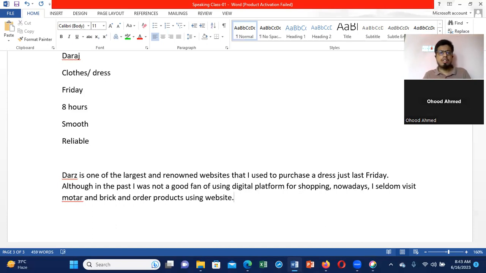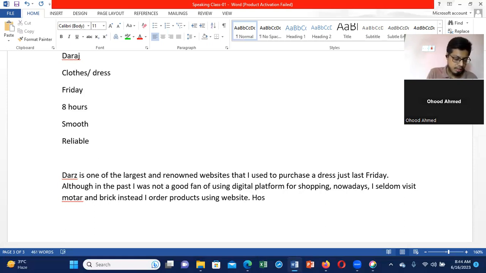Just see, Daraz is one of the largest and renowned websites that I used to purchase a dress just last Friday. Although in the past, I wasn't a good fan of using digital platforms for shopping, nowadays I seldom visit mortar and bricks, and instead I order products using websites. Clear? Just see how to make a story. Yes.